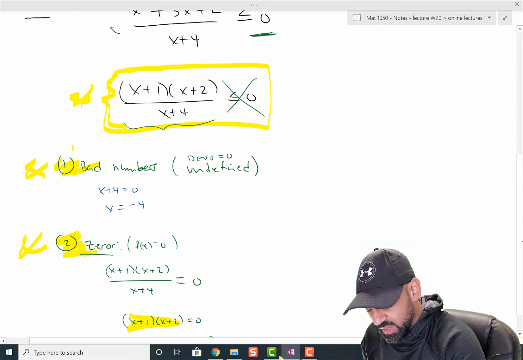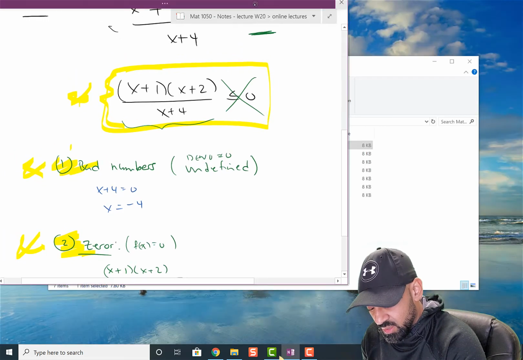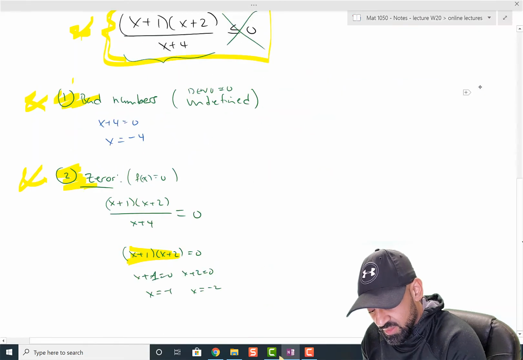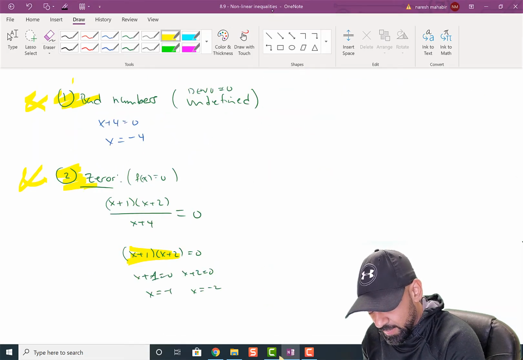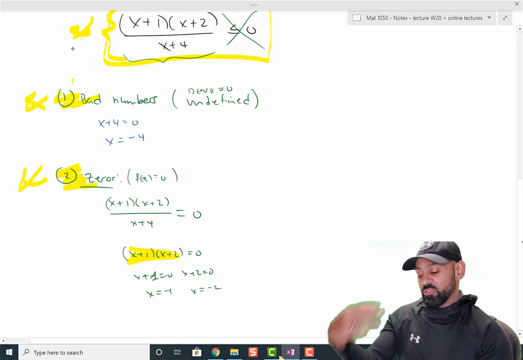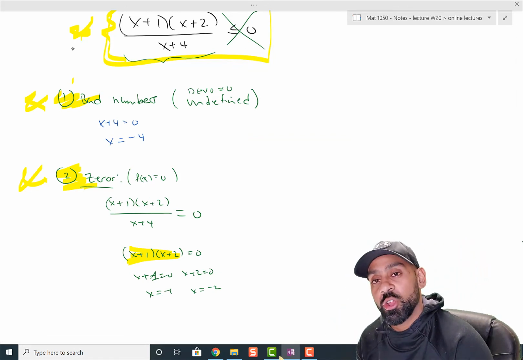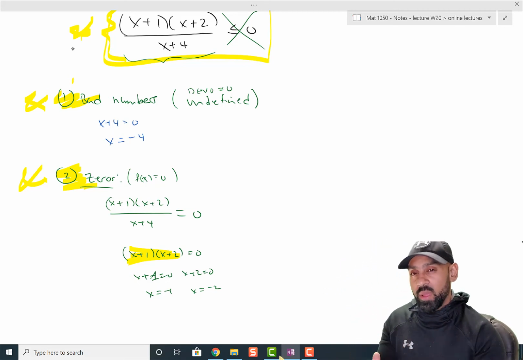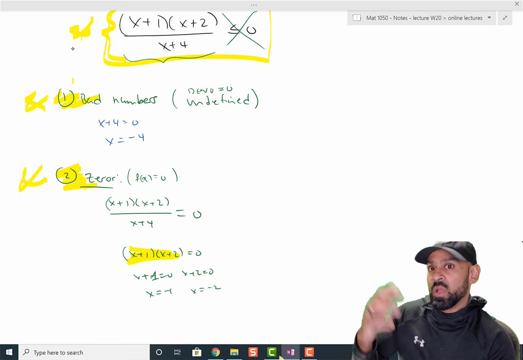Now, if checkpoint 1, checkpoint 2 and checkpoint 3 are good, then the next checkpoint is going to be awesome. If I don't mess up all the things I'm doing here, the next checkpoint is going to be awesome, and this is why. You already factored everything out. It's on one side. You've got your bad numbers, you've got your zeros. Now you're going to create what's called a sign chart. A sign chart is a cool way of figuring out when it's above and below the x-axis.